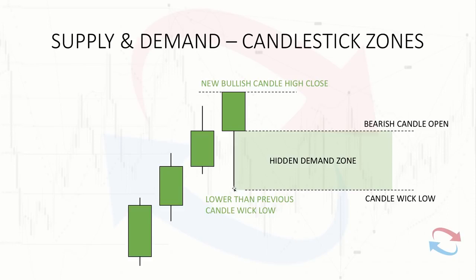This is where buyers throughout the day came in, saw this as potential, an absolute bargain, so much so that they pushed prices higher. So this type of candle, where you see this type of situation where you have bullish candles or even a bearish candle in the sequence, then this is what is known as hidden demand.